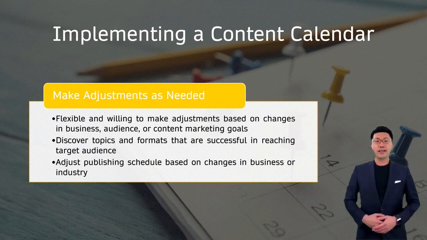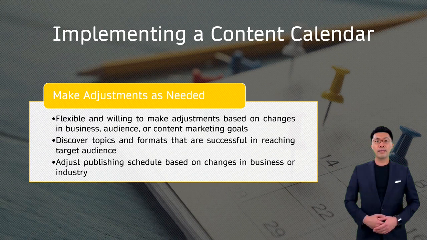The final step is make adjustments as needed as you implement your content calendar. You may find that you need to make adjustments based on changes in your business, your audience, or your content marketing goals. For example, you may discover that certain topics or formats are more successful in reaching your target audience than others, or that you need to adjust your publishing schedule based on changes in your business or industry. It's important to be flexible and willing to make adjustments as needed to ensure that your content marketing efforts are effective.